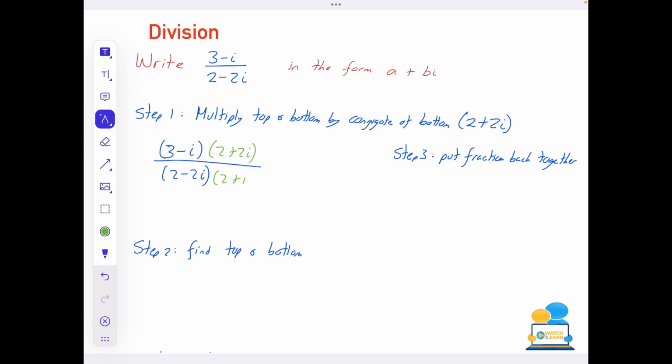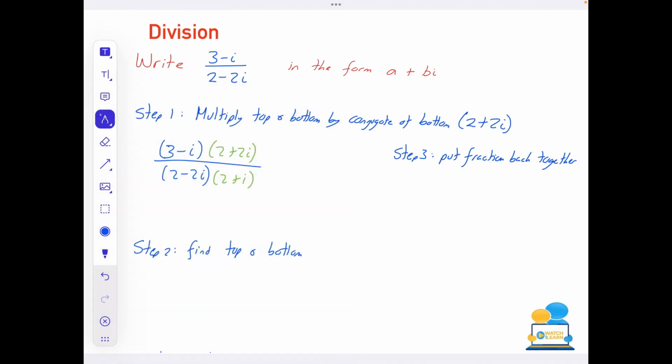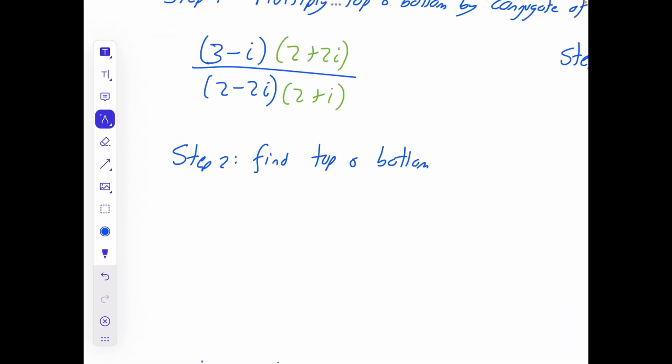Okay, and we're going to multiply by 2 plus 2i on top and on bottom. First, that's probably 3 out of 10 or maybe 5 out of 15 marks got for that. Next step then, we are going to find the top and the bottom, so we're going to multiply out the top and the bottom separately.